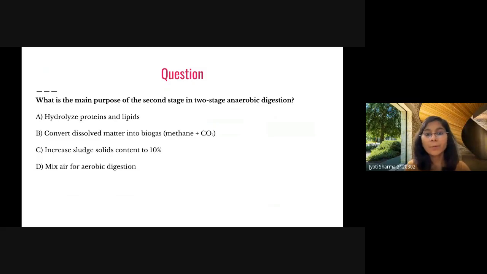What is the main purpose of the second stage in two-stage anaerobic digestion? We already have discussed this, but this is an MCQ. Hydrolyze protein and lipids. Convert dissolved matter into biomass and biogas. Increase sludge solid content to 10%. Mix air for aerobic digestion.